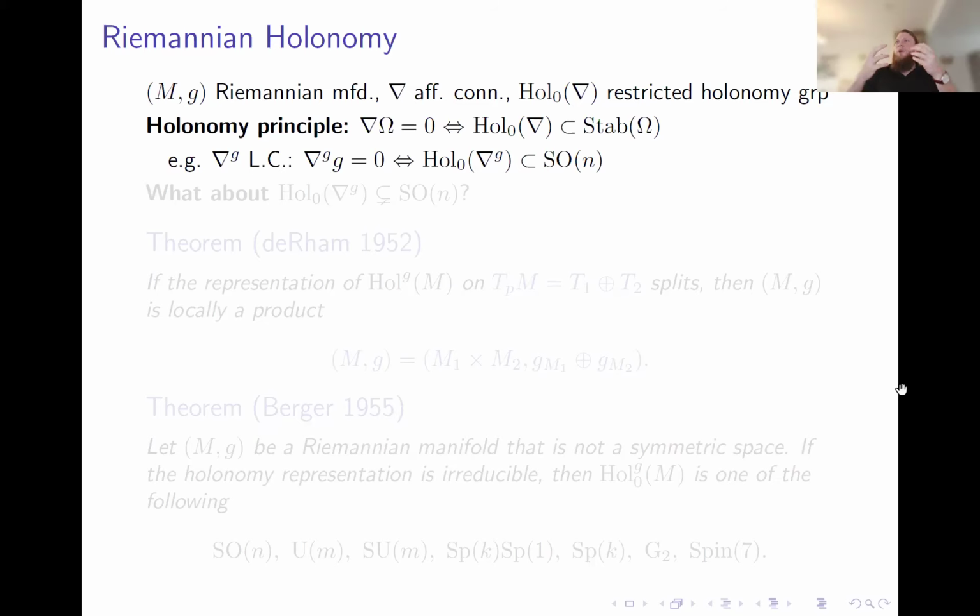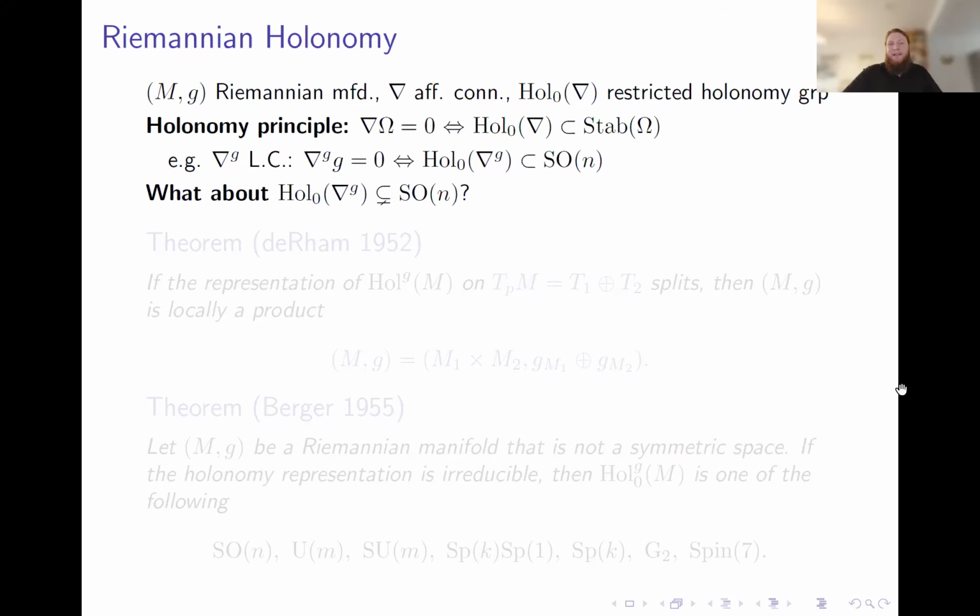So we want to restrict the holonomy, so we want to preserve lots of geometry. And that's usually the sign of a good connection, if it preserves many of the geometric features we have on a manifold. The typical example, the Levi-Civita connection, preserves the metric, so its holonomy is in the special orthogonal group.